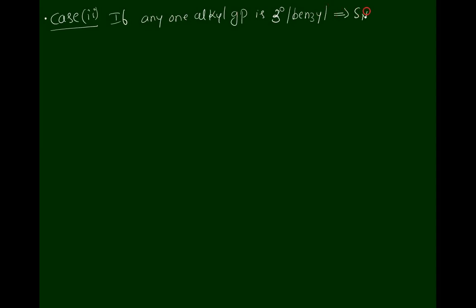Now case 2. There will be two alkyl groups in the ether. If any one alkyl group is either tertiary or benzyl, then it always undergoes the SN1 mechanism, meaning it involves the formation of carbocation.